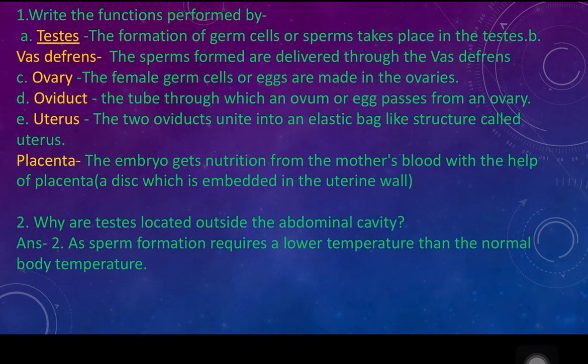First question: write the function performed by the following. Testis: the formation of germ cells or sperms. Vasa deferens: the sperms formed are delivered through the vasa deferens. Ovary: the female germ cells or eggs are made. Oviduct: through which an ovum or egg passes from an ovary. Uterus: the two oviducts unite into an elastic bag-like structure called the uterus. And placenta: the embryo gets nutrition from the mother's blood with the help of a placenta, a disc which is embedded in the uterine wall. Why are the testes located outside the abdominal cavity? As sperm formation requires a lower temperature than the normal body temperature.